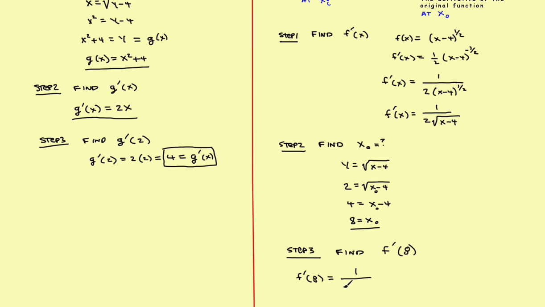So this gives you 2 over the square root of 8 minus 4, which would be 1 over 2, and this would be 8 minus 4, this would be the square root of 4, which would be equal to 1 over 2 times 2, which would be equal to 1/4. And what this is going to be is the derivative evaluated at x sub o, which was 8. So you've got this. Now this is not the answer to the question. You still got one more step to go.